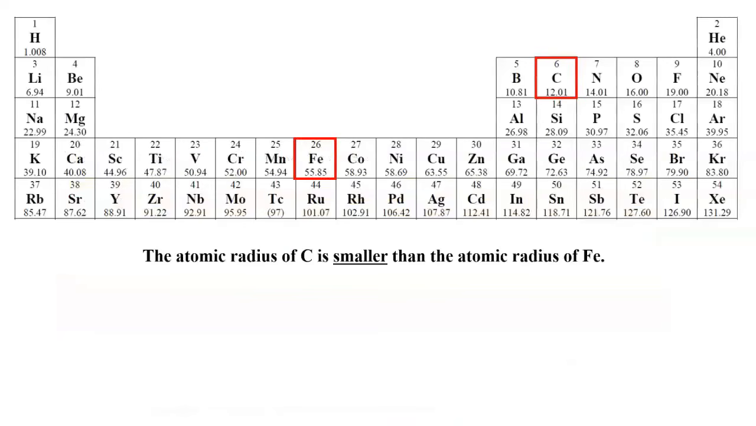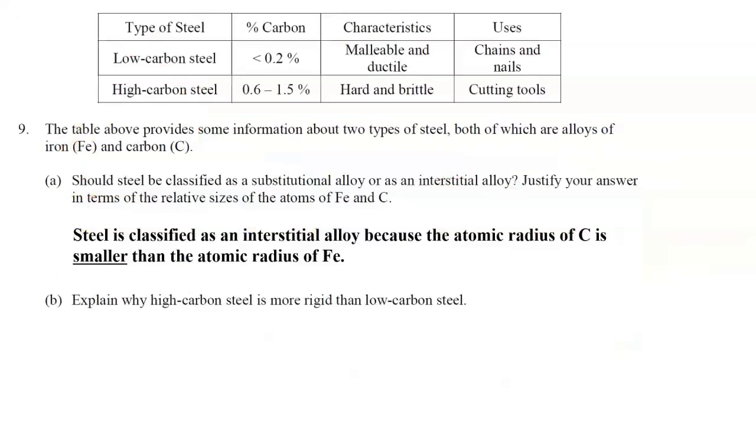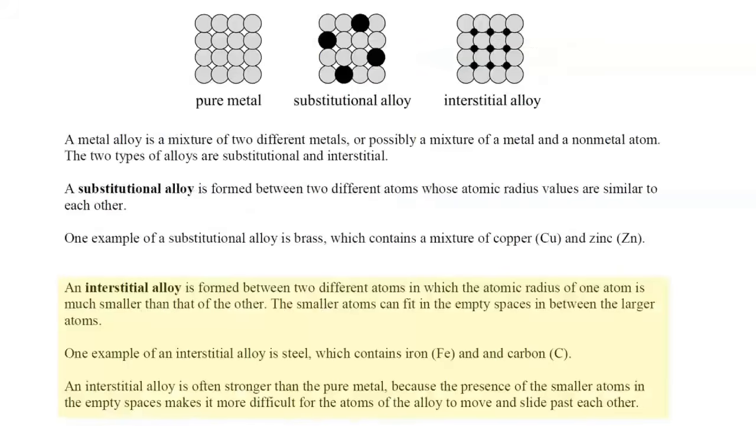But let's take a look at the periodic table. Carbon is in period 2, whereas iron is in period 4. So we expect that the iron atom should be larger in size than the carbon atom. Here's some actual data for atomic radius. Carbon has a value of approximately 77 picometers, and compare that with iron, which is around 125 picometers. So the fact that steel is classified as an interstitial alloy can be explained because the atomic radius of carbon is smaller than the atomic radius of iron.